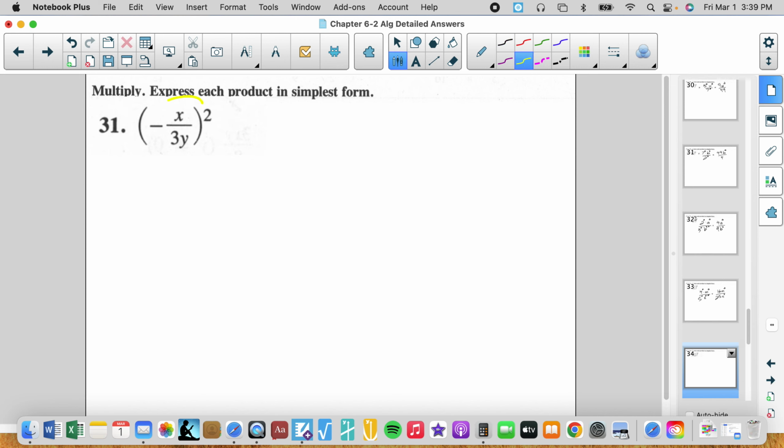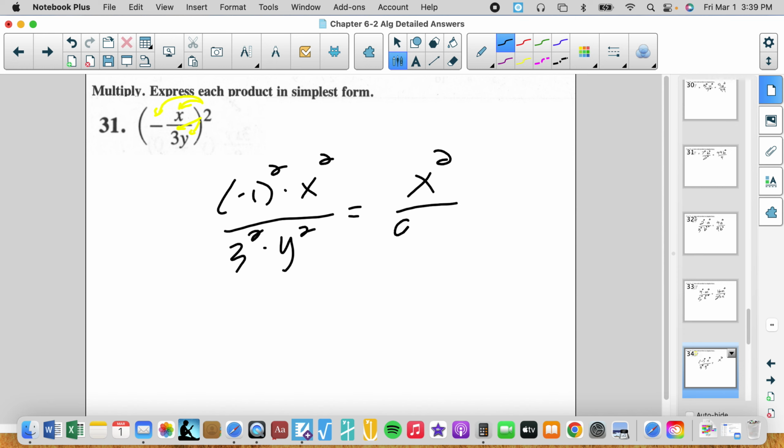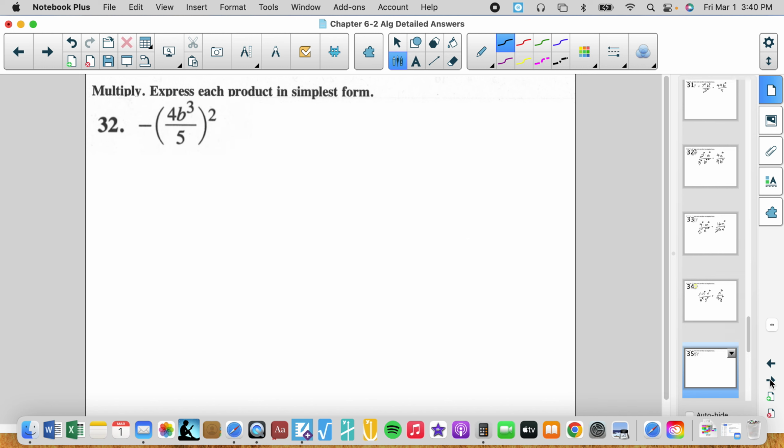Let's distribute. We have the negative we're going to distribute, the x, the 3, and the y. So we have negative 1 squared times x squared over 3 squared times y squared. Negative 1 squared is 1, x squared over 9, y squared. Good little problem there.